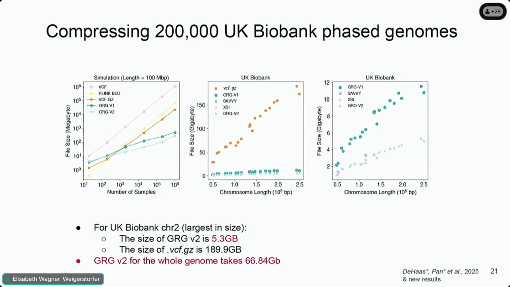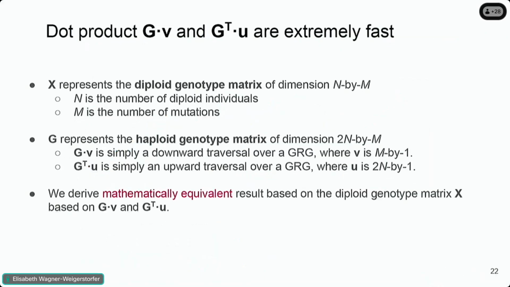For the whole genome, for all 22 autosomes to be more specific, it would take 66.8 gigabytes for GRG version 2. Compared to the compressed VCF, it's much smaller, and it could now fit into a laptop's storage. And per chromosome, it can easily fit into any laptop's RAM. So that's the size, right?